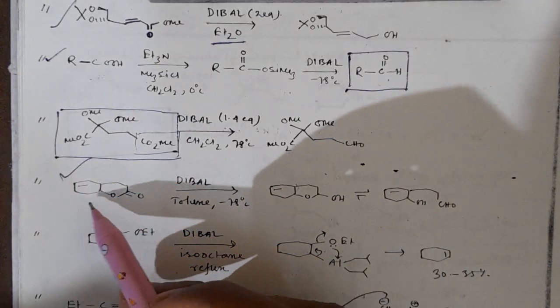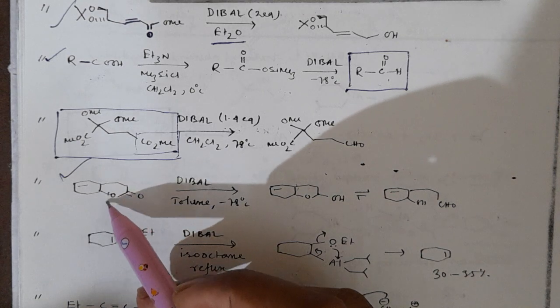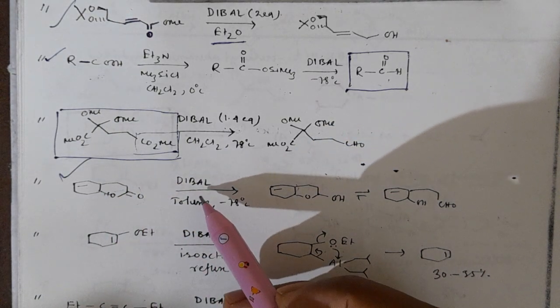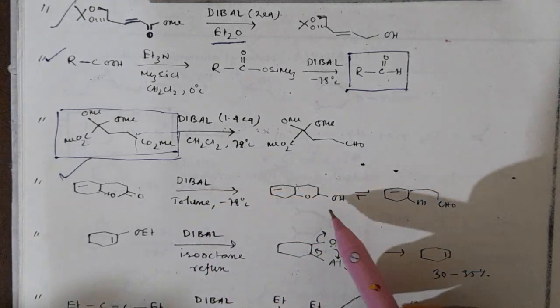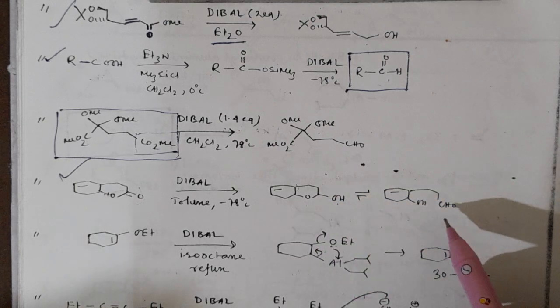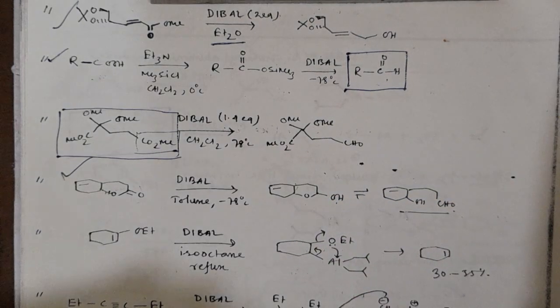Now further, if you take this kind of coumarin based compound, here you can see this particular group is also a cyclic ester. Now do the reduction in presence of DIBAL in toluene medium, so it gives this product, and finally it gives this aldehyde product.